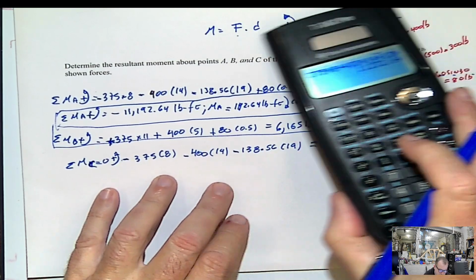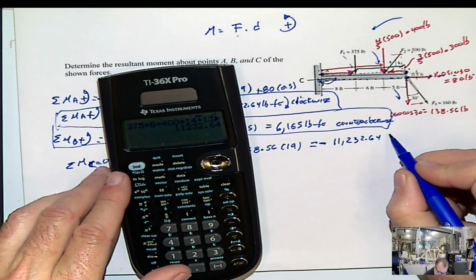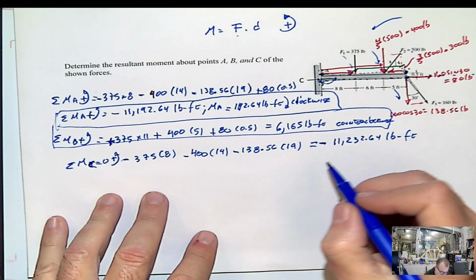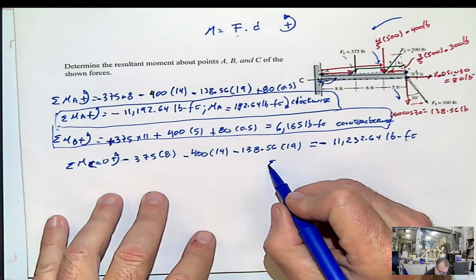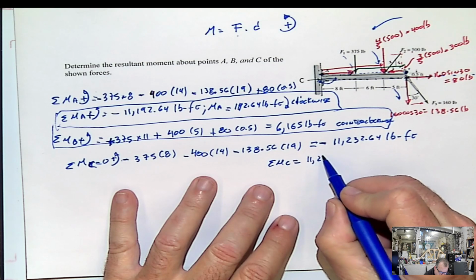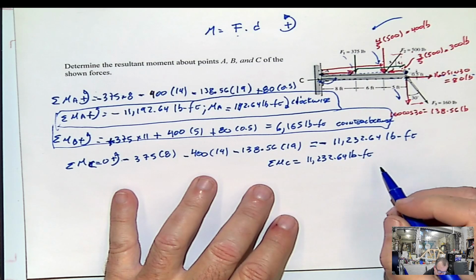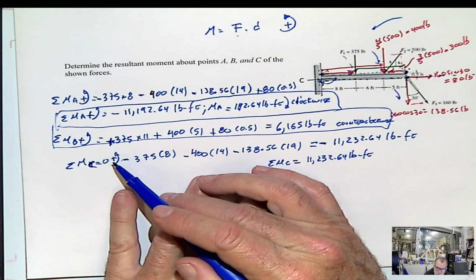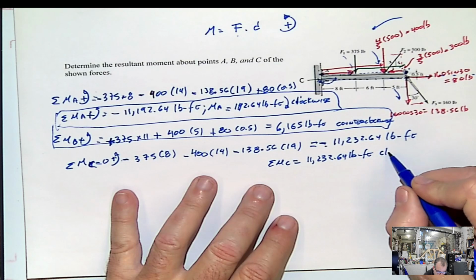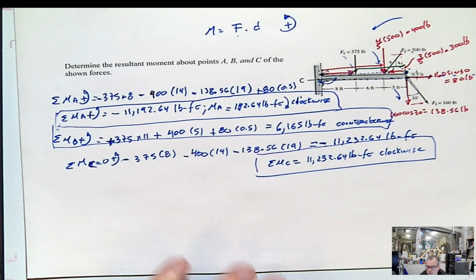Now I'm going to add the negative sign here. 11,232.64 pounds per foot, meaning the summation of moments with respect to the point C will be 11,232.64 pounds per foot. And because I assume counterclockwise was positive and I get a negative value, that means that it will be clockwise direction. And that will be it.